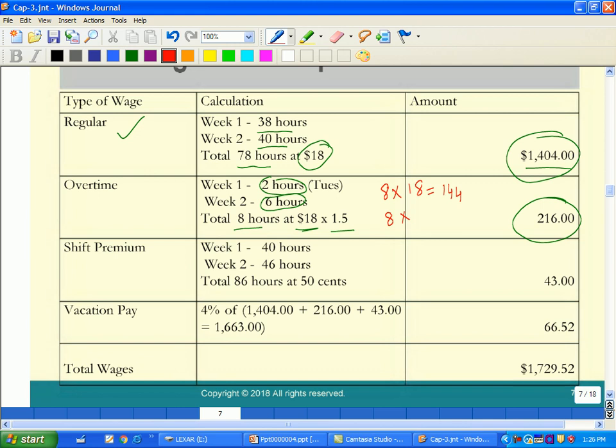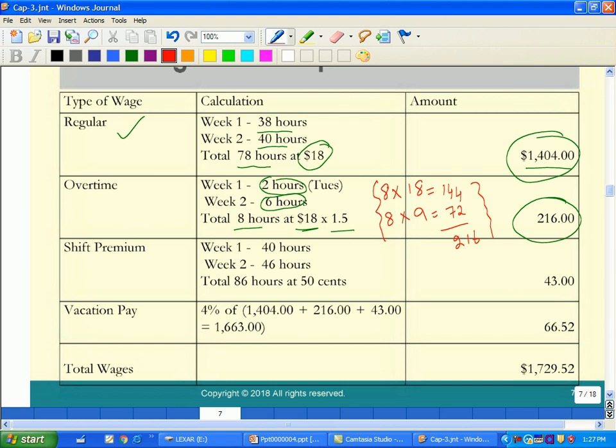Like half of that, which will be $9. So, the total amount would be 72. Okay. So, if we add both of them, it will become 216. So, that is, I just explained, 8 hours multiplied by the rate of 18, multiplied by 1.5. I explained it so you can understand this better, but that is whatever way the calculations are.